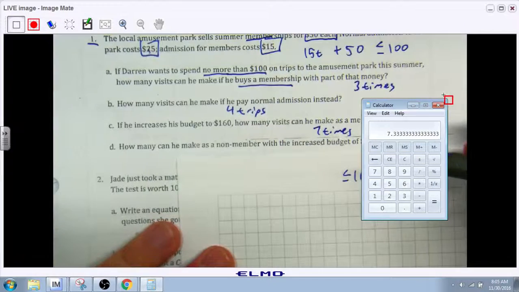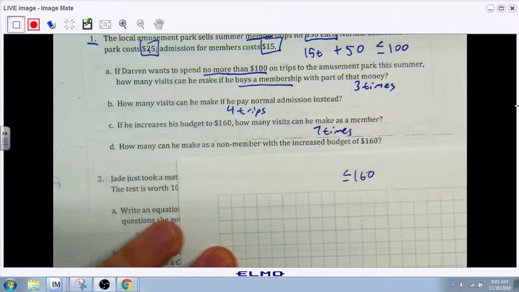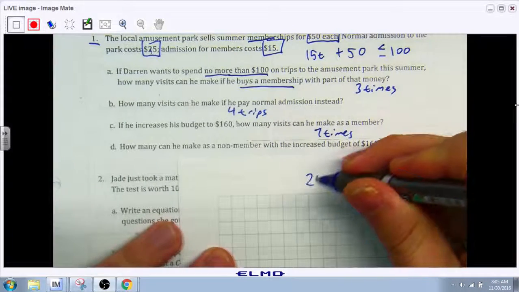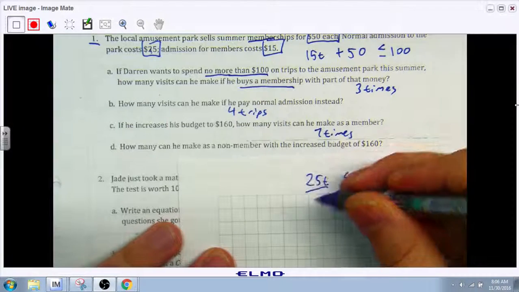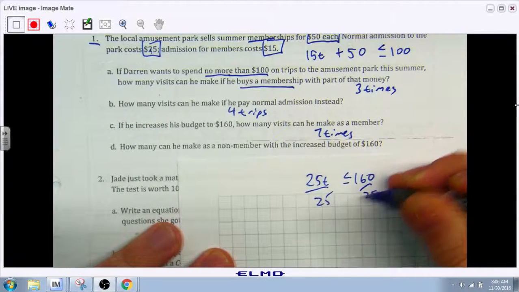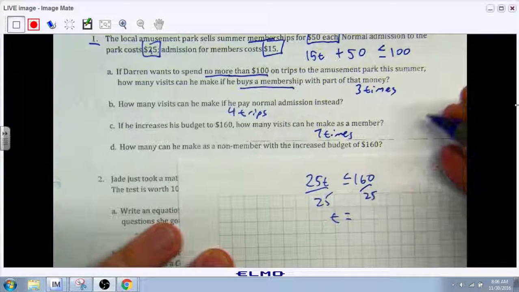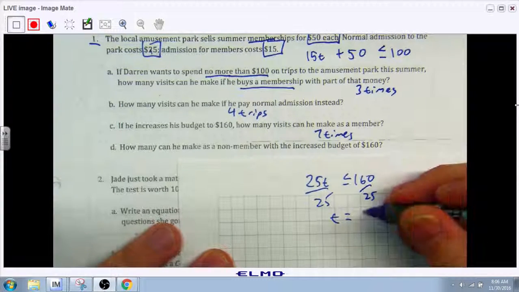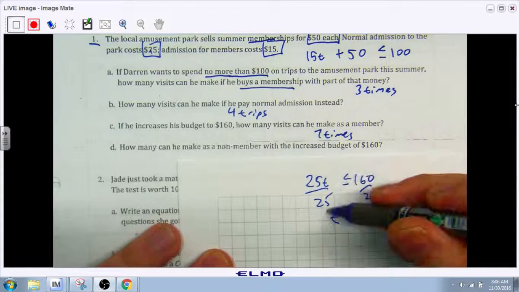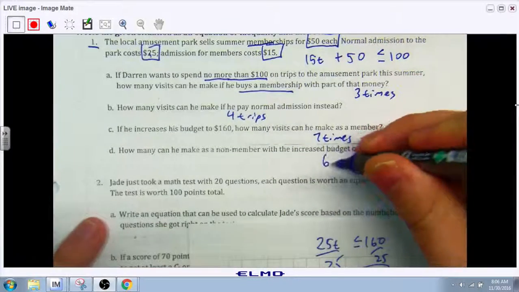Whoops, can't quite see it. The $25 number. So $25 per trip, divide by 25, t will equal, what, 6 point something? So now you can do it 6 times.